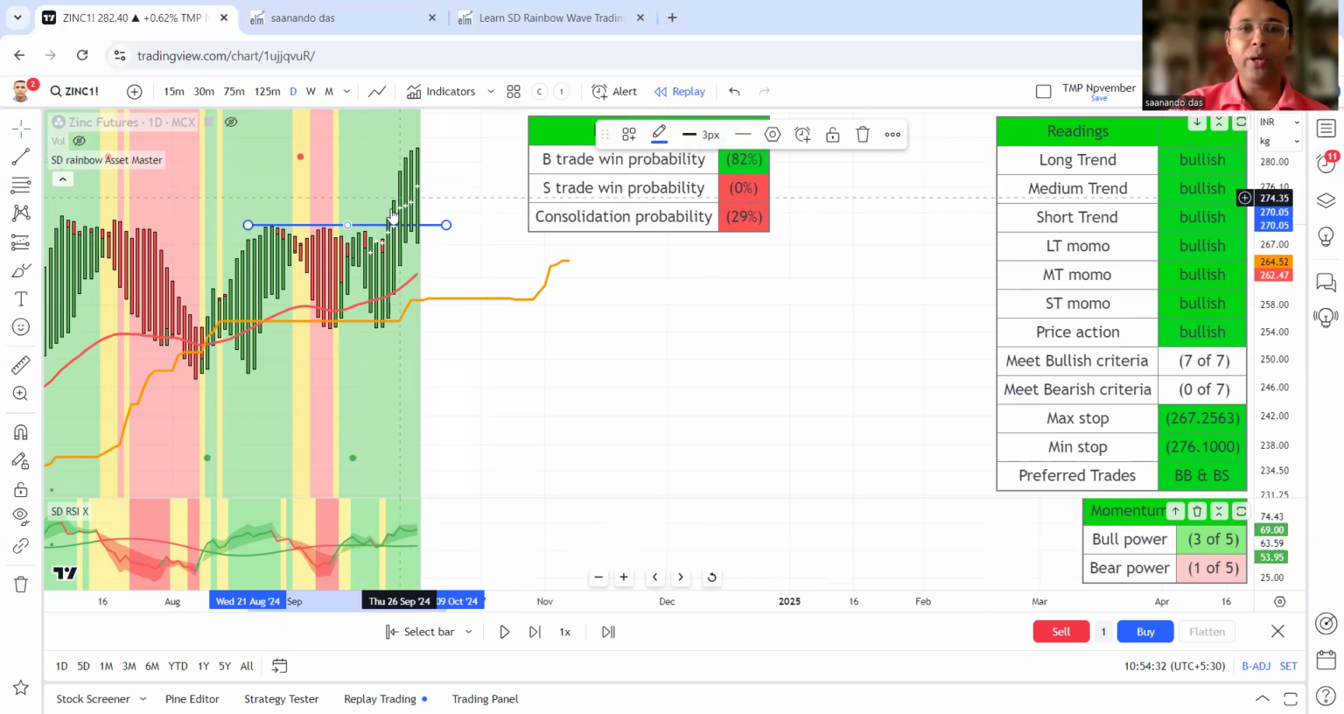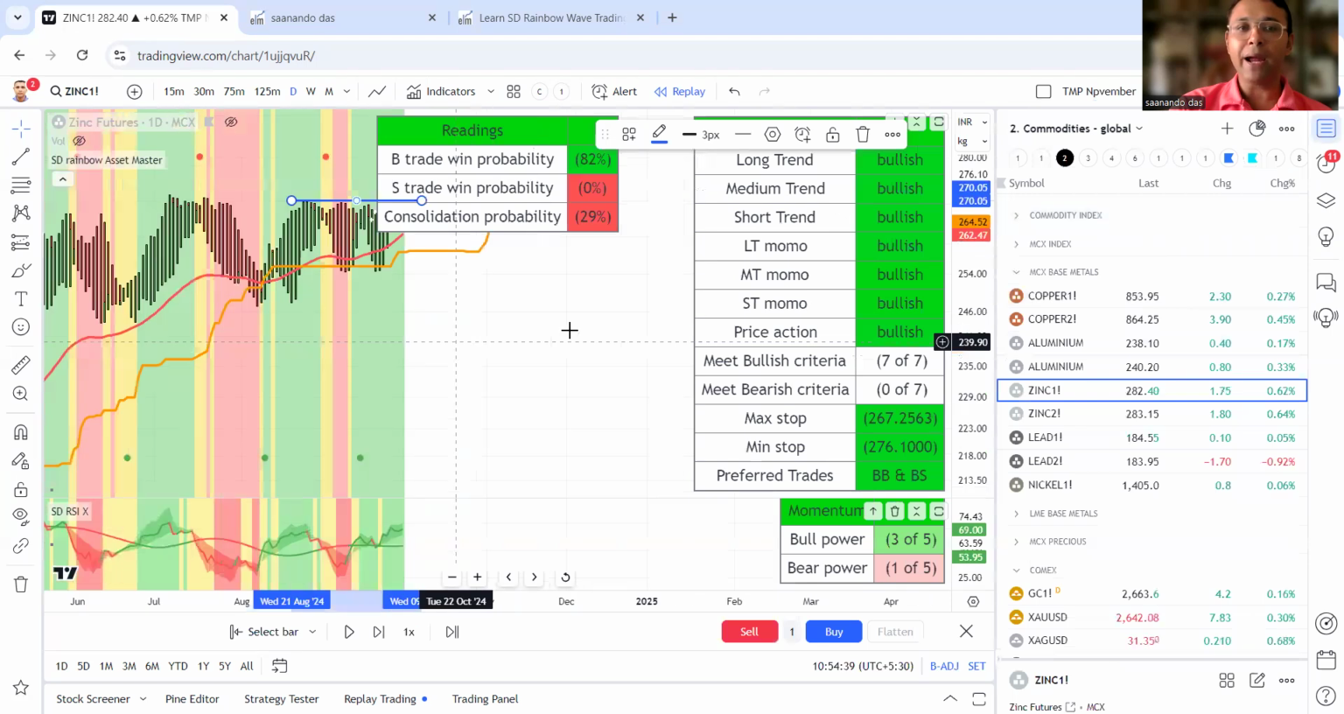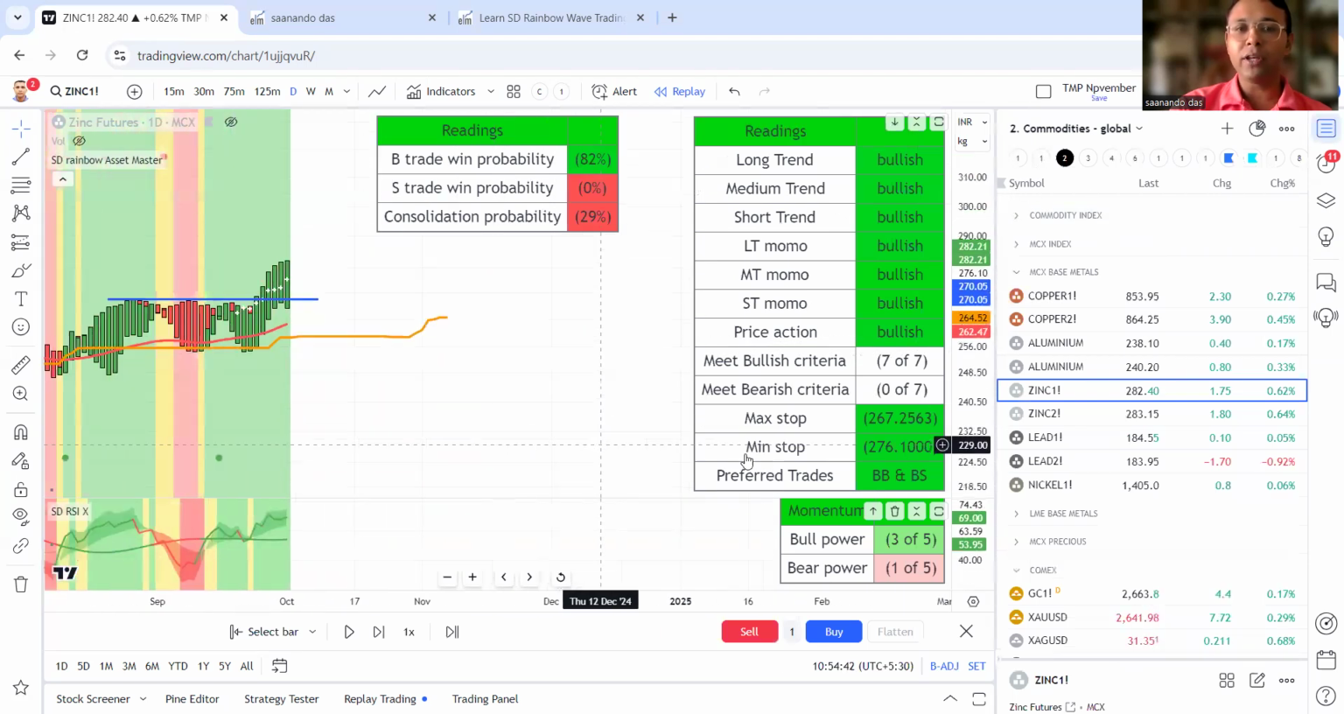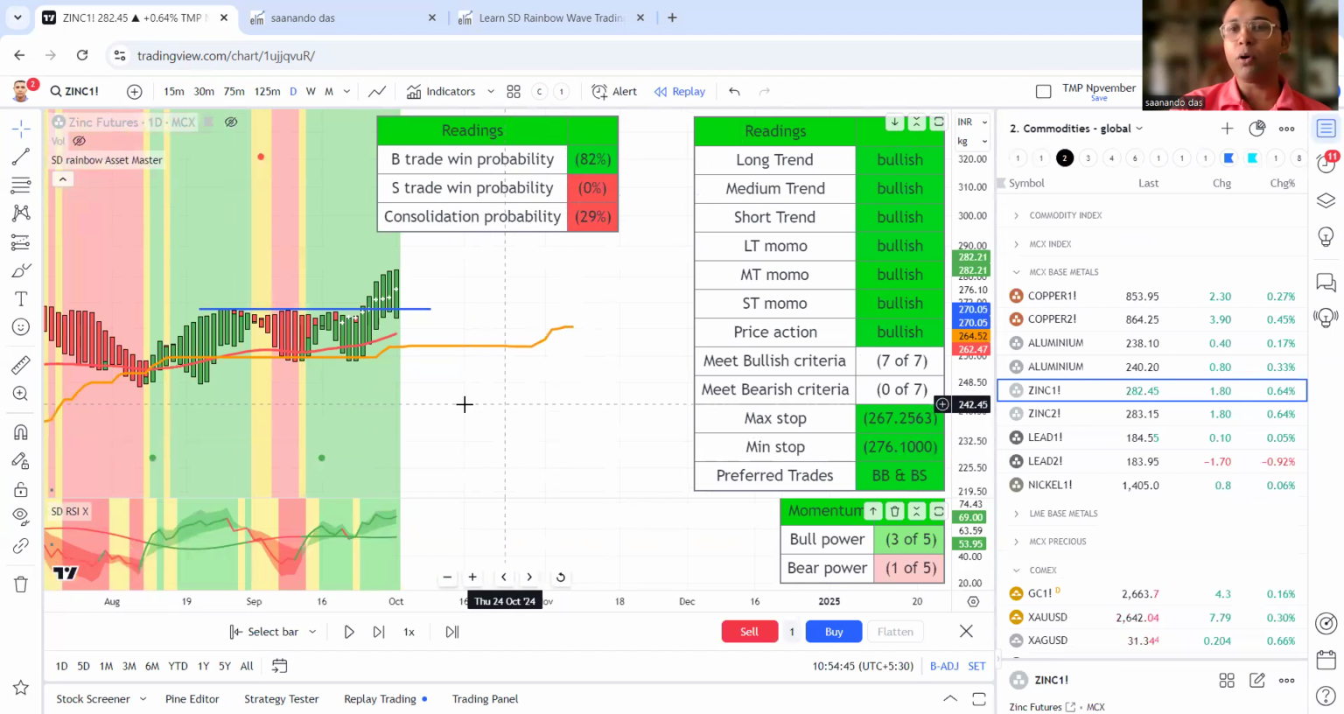Now there is no entry. This was the entry point. If you have missed it, nothing can be done. It's better to wait; it's bad to get in at a bad area. Entry is very, very important. Entry is even more important than exit.